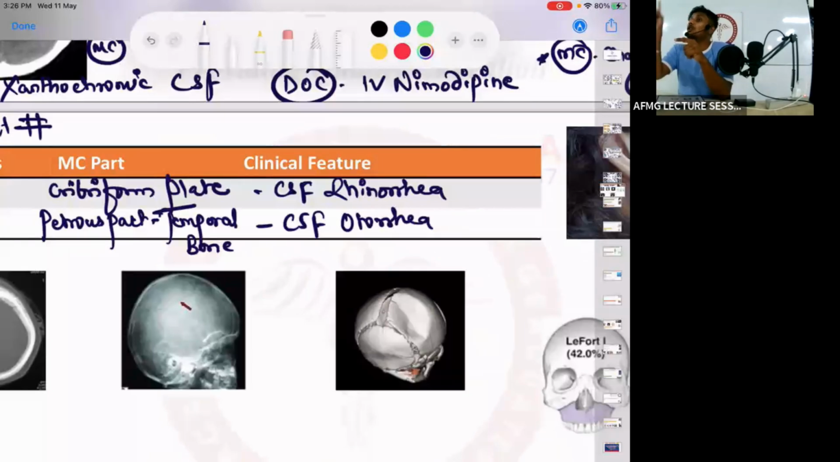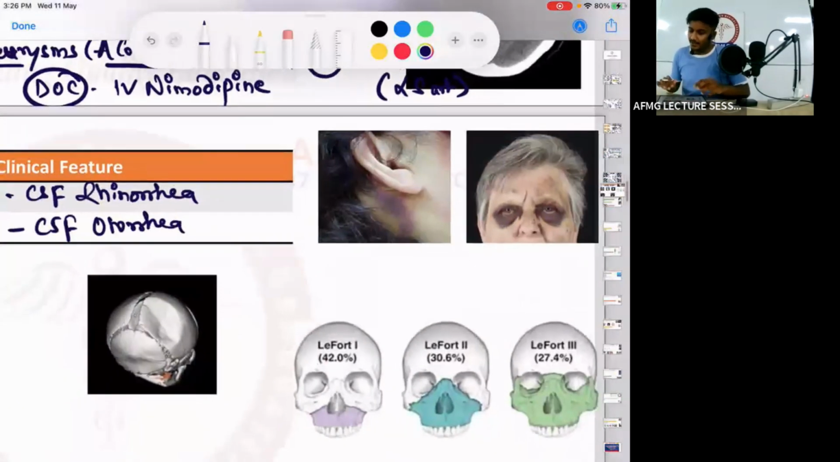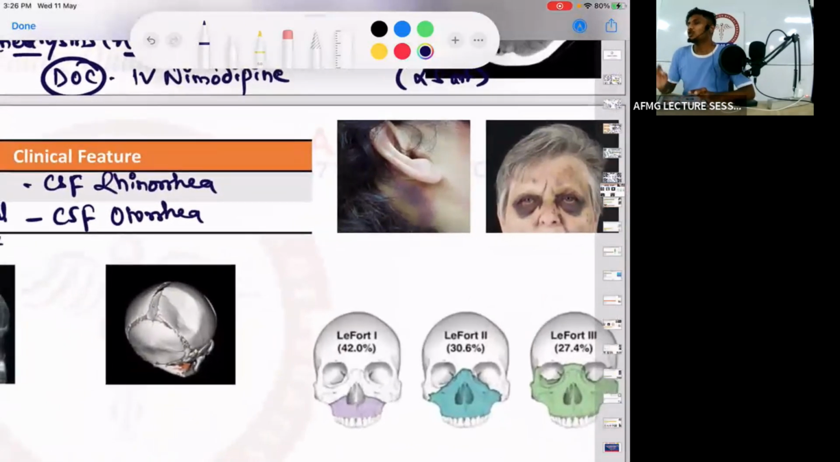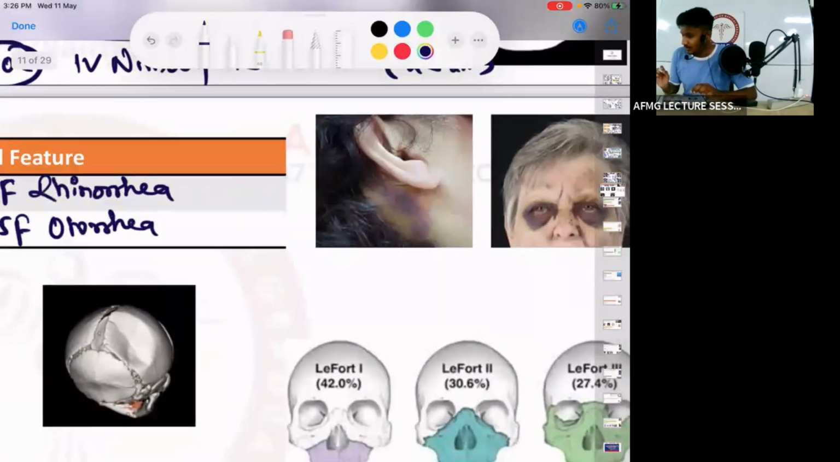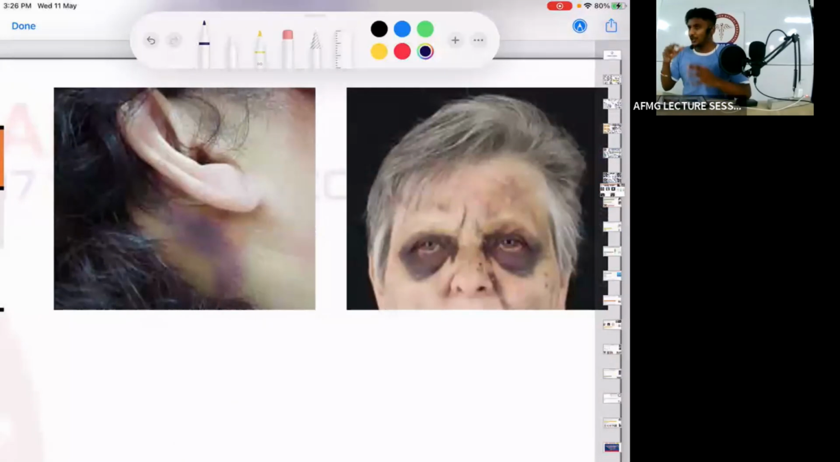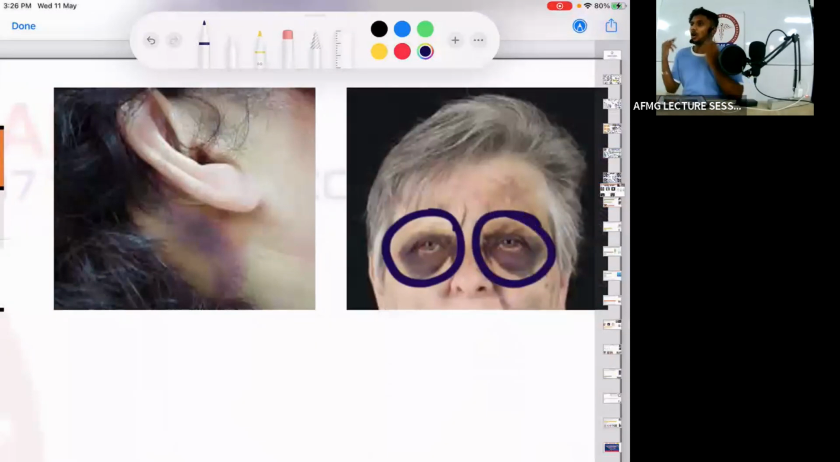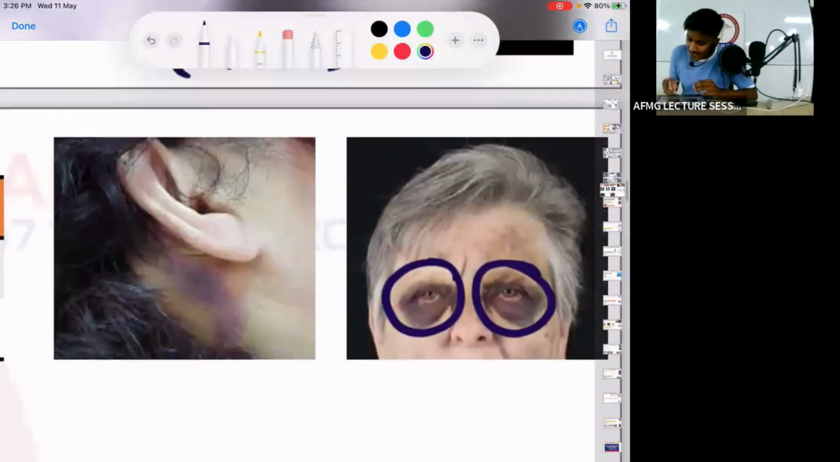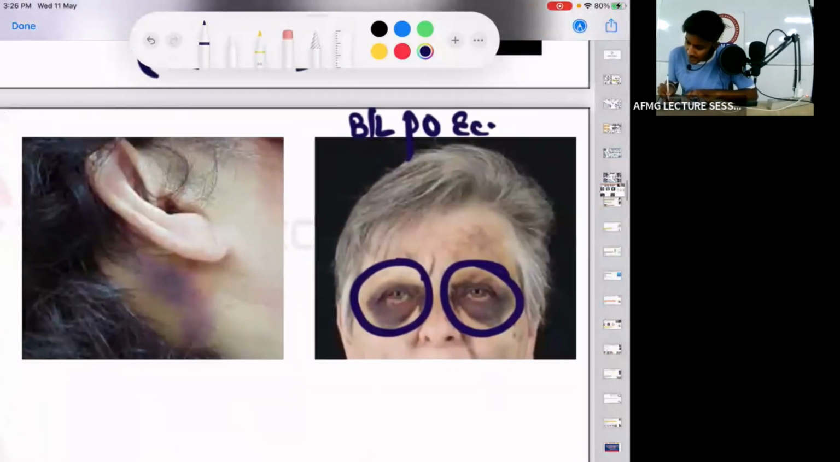Investigation of choice to localize the lesion? HRCT. Remember, investigation of choice to localize the lesion is HRCT. This is an ENT question. Then the next important question, which many people must have marked wrong for some reason: in ACF fracture, due to concussion injury, there would be discoloration around the orbit. That is a bilateral periorbital ecchymosis.